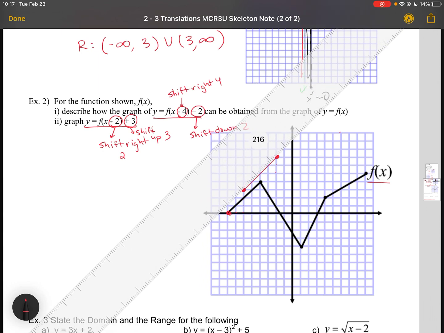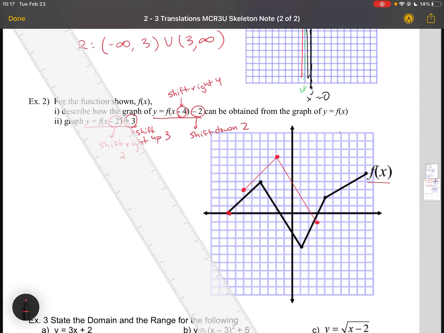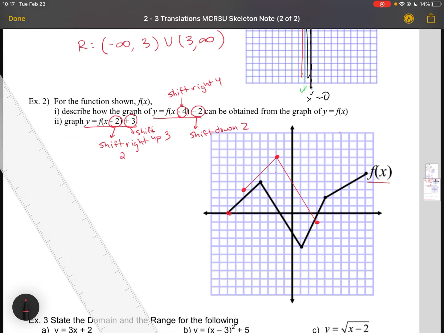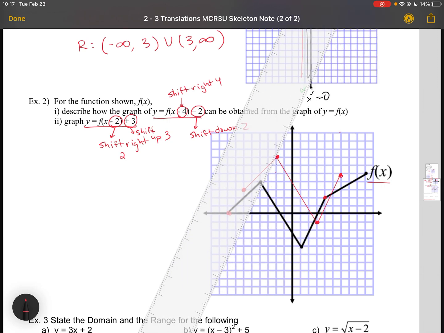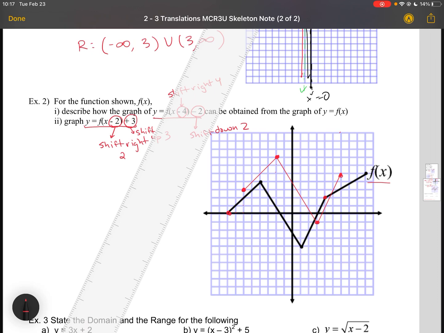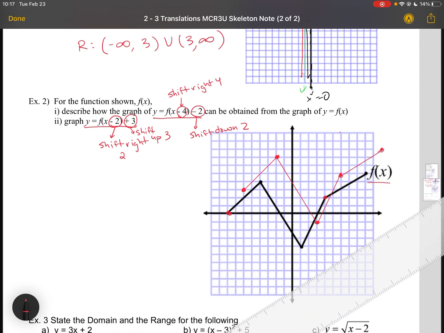And then I'm going to repeat down here. So shift right 2, 1, 2, 3. And then shift right 2, oops, this point here, right 2, up 3, connecting my points as I go. And then my last one, I'm going to shift right 2, 1, 2, 3, probably right about here. And then I'm going to connect those 2 dots. And this gives me my graph for 2 with a shift right 2 and then a shift up 3.